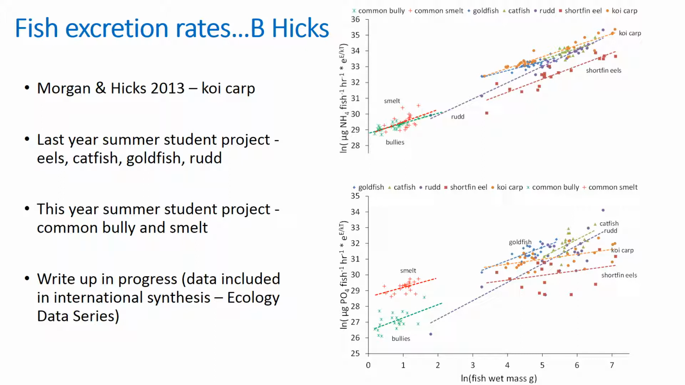So potentially, if we can replace koi carp with eels in lakes, we could potentially decrease the amount of nutrients that those fish excrete. And of course, if we introduce smelt into a lake, then that may have counterintuitive effects on phosphate excretion, at least compared to other native species.